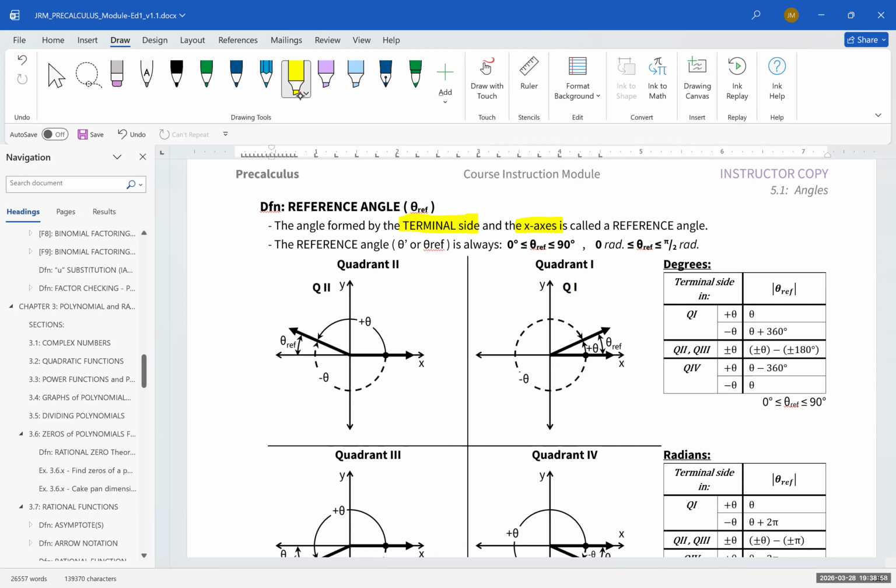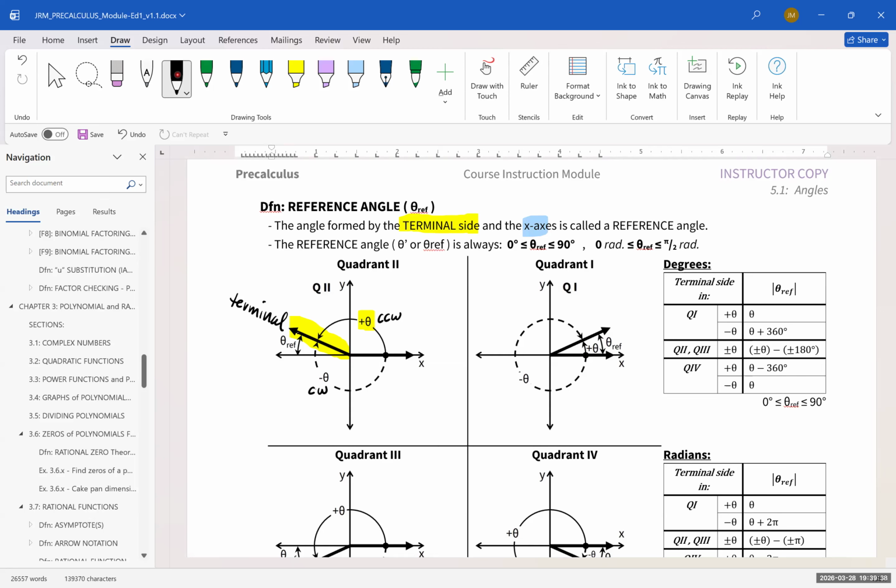The first thing you'll notice is we've got a terminal side. Let me change these colors really quick. The terminal side is the side where the angle terminates right there. And you'll notice that you can approach the terminal side either as a positive angle by rotating counterclockwise or as a negative angle approaching it clockwise.